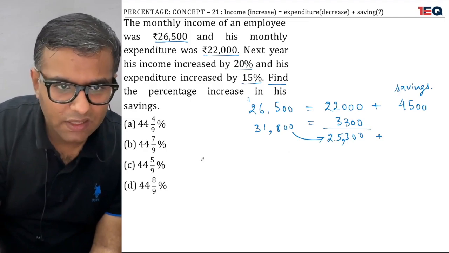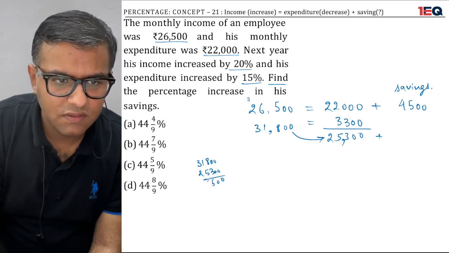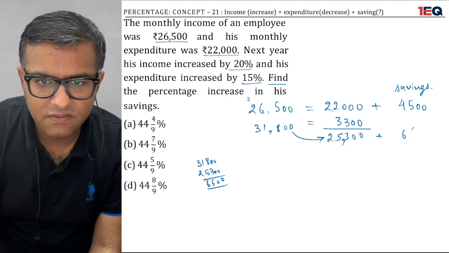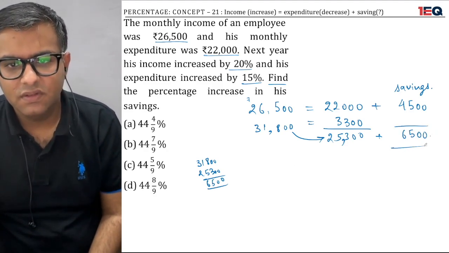Now I'm talking about savings. I'll quickly have to subtract this 25,300. This comes out to be 6,500. Okay, there's a difference of 6,500.